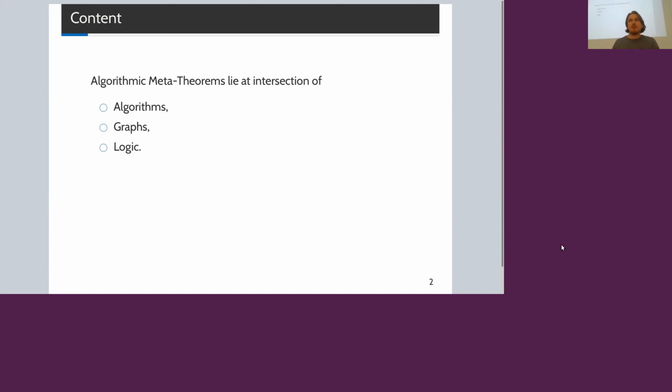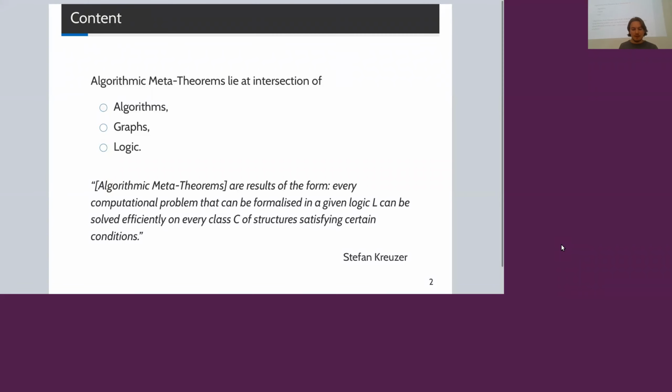Okay, so maybe let's start with what are algorithmic meta-theorems and why should you care about them and what's going to happen in this lecture. So algorithmic meta-theorems kind of lie at the intersection between algorithms, graphs, and logic. So if you're into that, then you may also enjoy what we're going to talk about next. And in the words of Stefan Kreutzer, he says, algorithmic meta-theorems are results of the form: every computational problem that can be formalized in a given logic L can be solved efficiently on every graph class or in every class C of structures satisfying certain conditions. So this is like a one-sentence definition.